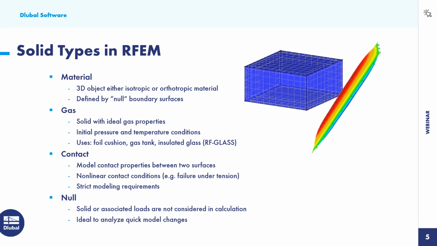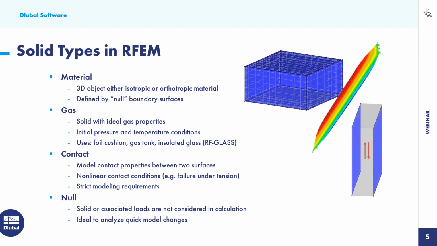The second type is a gas solid, where we would define ideal gas properties. We'd also define an initial pressure and temperature condition, and we might be wondering, what could we use gas solids for? Well, we'll see an example later on today where we use this for an inflated foil cushion. It could be used for a gas tank. We also have our additional add-on module within RFEM, RF Glass, which does a general stress analysis and design, including for insulated glass panels. Essentially, what's happening under the hood is the program is going to create a 3D model, which also includes a gas solid sandwiched in between the glass layers.